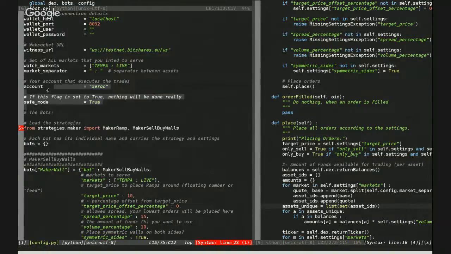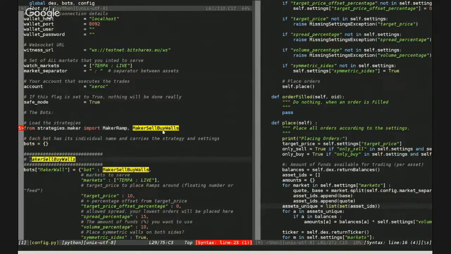And these lines here are basically the core or the basic configuration stuff you always need for this trading or bot infrastructure. Now there comes interesting stuff, that is loading actual strategies. And from this here, you can see that it loads from the strategies maker file the classes maker ramp and maker sell buy wall.